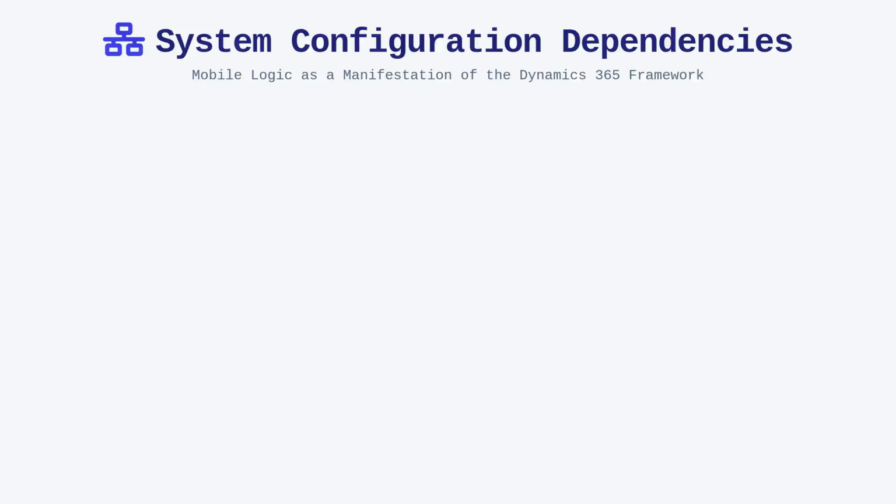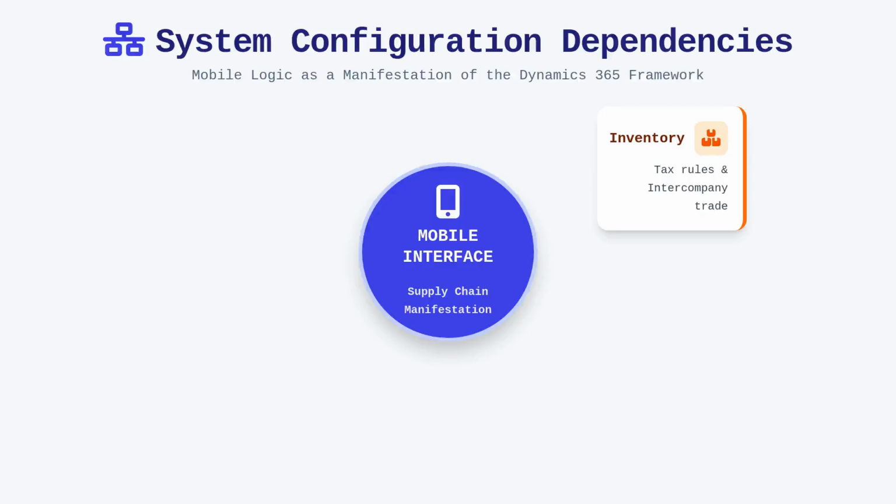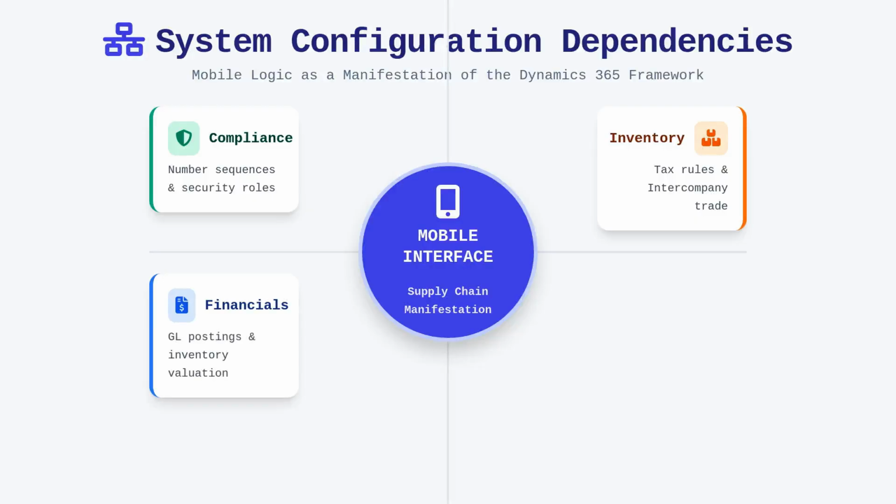Configuring these systems is rarely an isolated activity, as mobile device logic is deeply intertwined with the broader financial and inventory framework in Dynamics 365. For instance, the mobile interface must respect the existing number sequence frameworks and security roles that satisfy compliance and audit requirements. When a worker completes a put-away task, the resulting entry triggers specific general ledger postings and potentially updates inventory valuation, which may be influenced by tax rule calculations or intercompany trade settings.